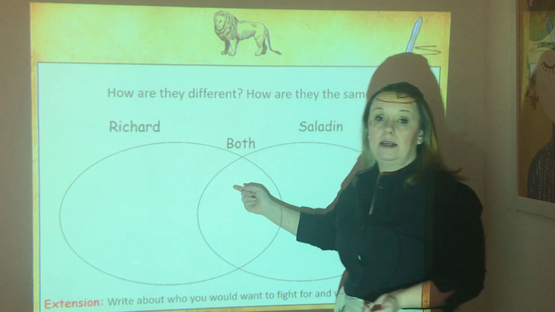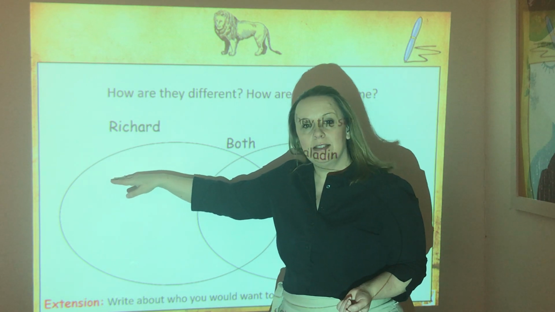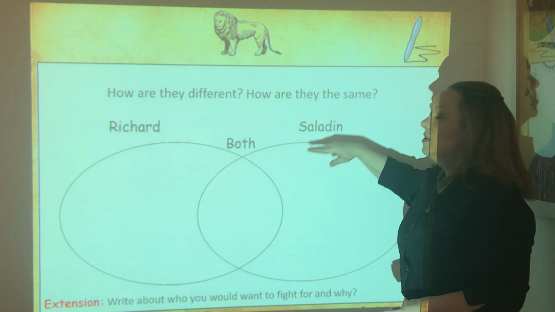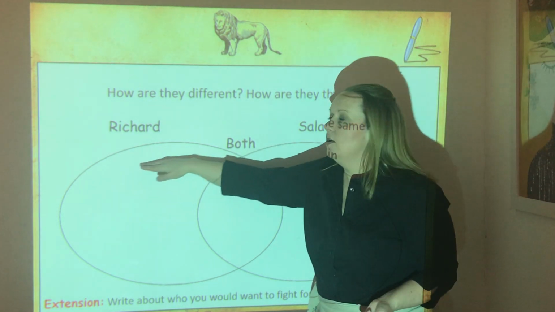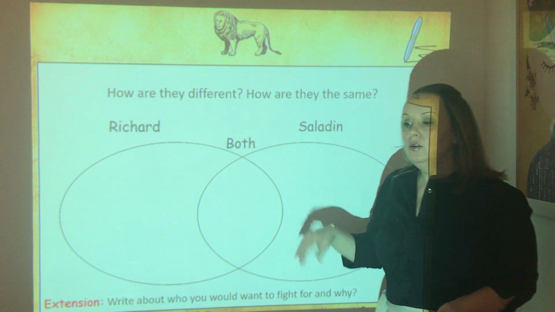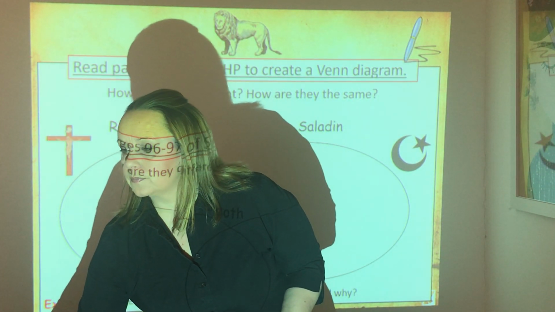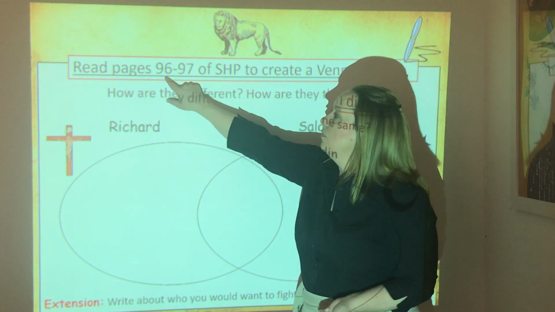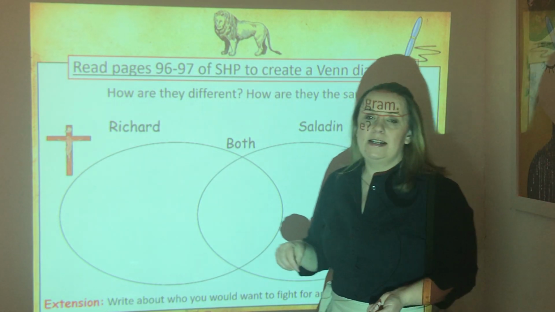So that would go here, wouldn't it? Whereas Richard was the leader of the Christians, whereas Saladin was the leader of the Muslims. So straight away we've got something similar, something different. You're going to use the pages of 96 and 97 of SHP to create that Venn diagram.